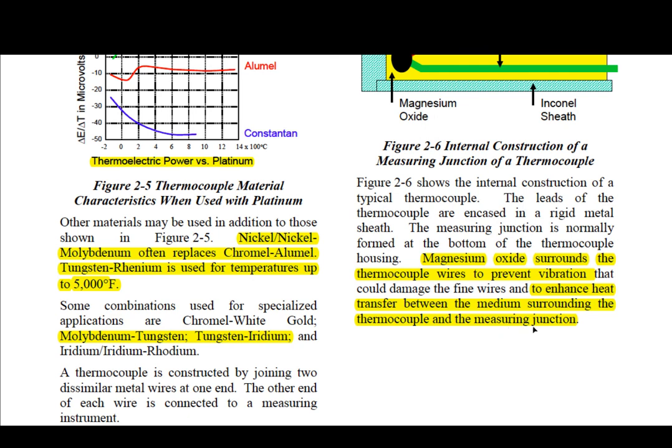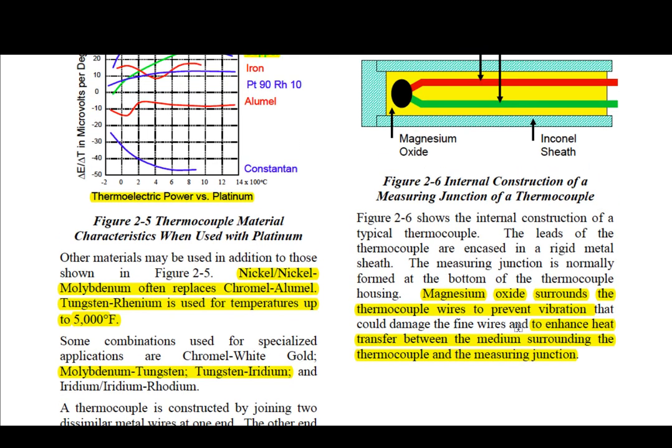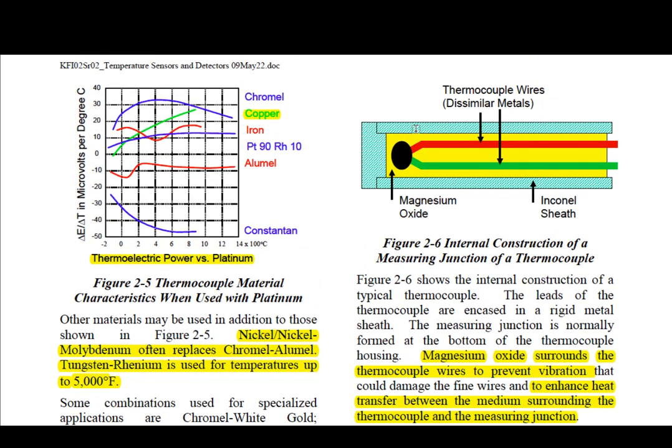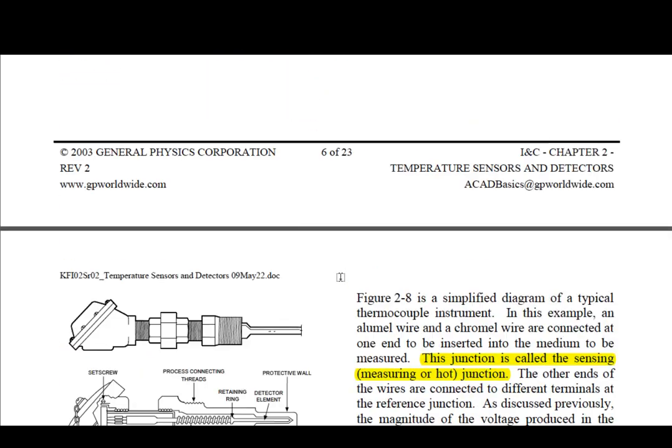Notice right here, and the measuring junction. There he is, swapping it again. Measuring junction, sensing junction, all the same thing. It's this guy right here. Now he's going to be using another term called the reference junction. That's going to be here on the ends of your leads, which is connecting up to your circuitry and your voltmeter. So if you hear sensing junction, measuring junction, it's located here. And this is going to be your reference junction. Make sure you know the difference between those two.